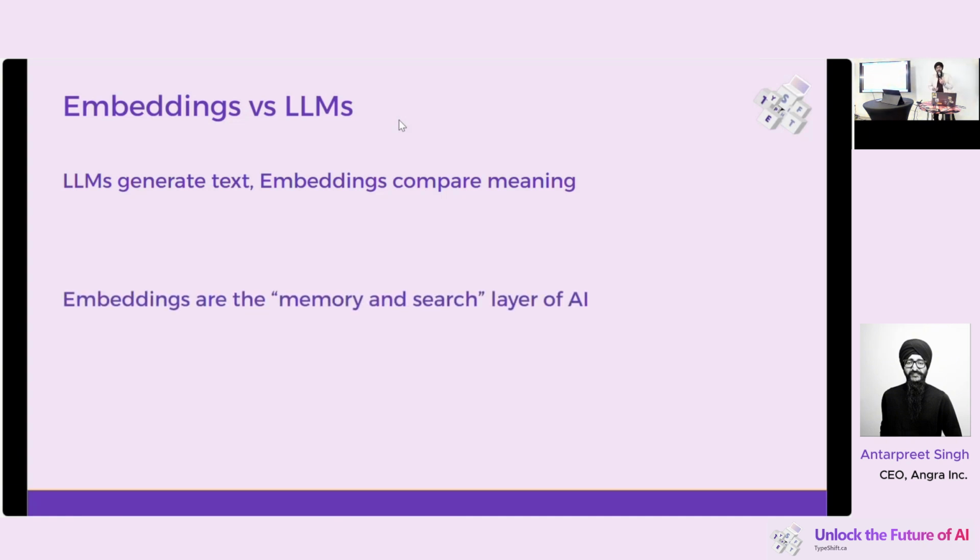You can also consider embeddings as the memory and search layer of AI, because embeddings happen before the model processes the request. It converts your request into tokens and then into vectors, compares them with its pre-trained data, which is the memory, searches it, and then attaches the result to your request and sends it to the LLM.